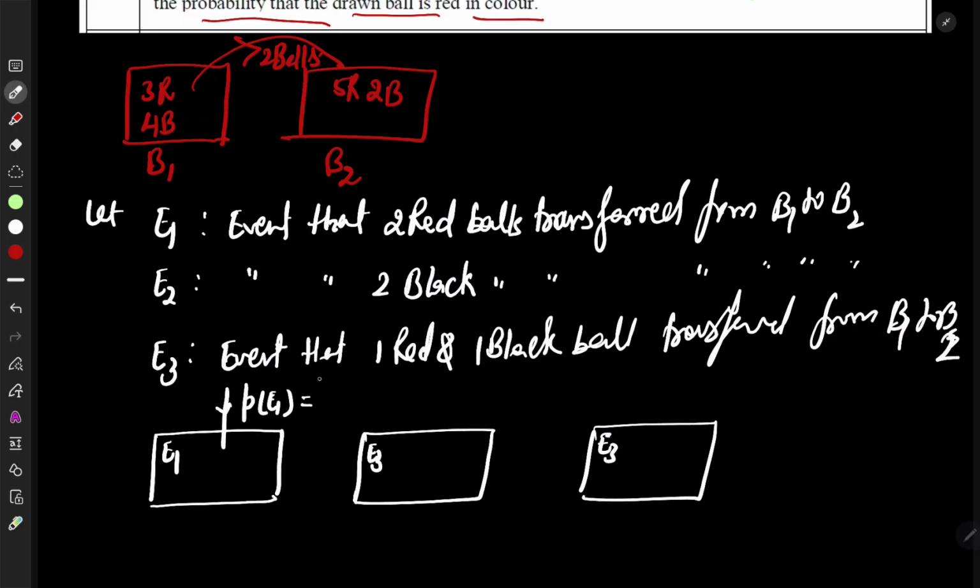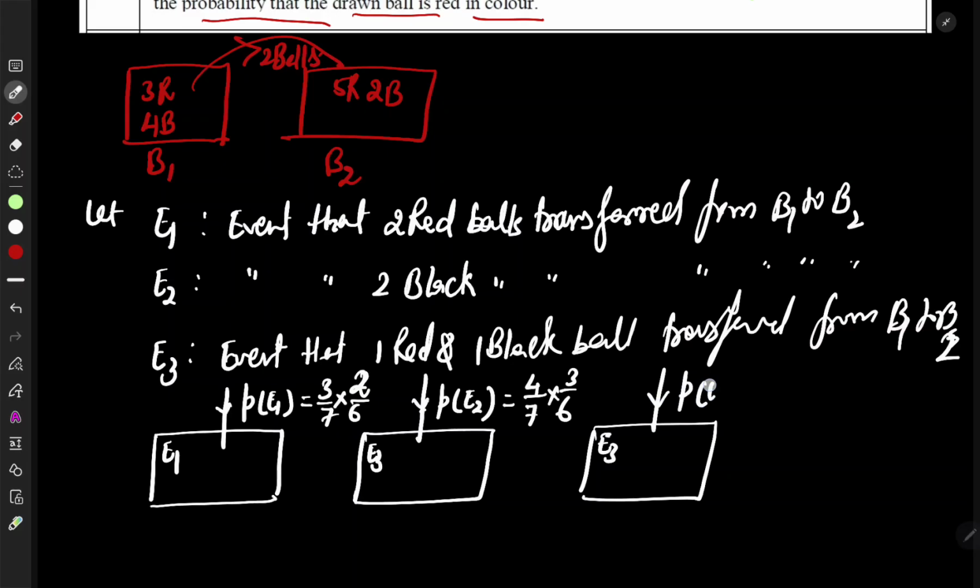So first one red ball: 3 red and 4 black, total 7, so 3 by 7, when the first red ball you are transferring. Now one more red ball: remaining 2 red and 4 black, means total 6, and favorable is any one red ball, so 2 by 6. Similarly P of E2 will be what? If both are black, you will be saying 4 by 7. Now 3 black and 3 red, so 3 by 6.